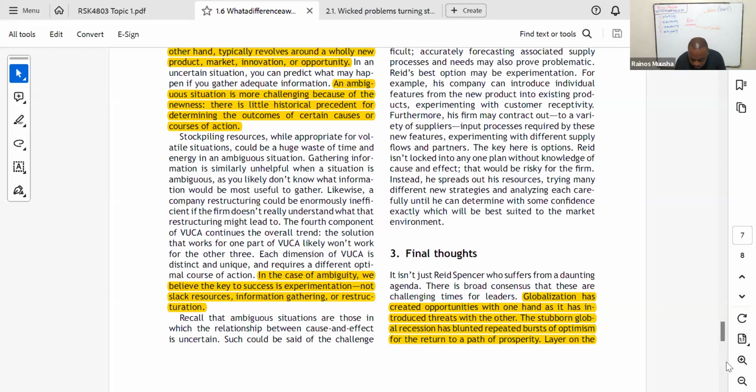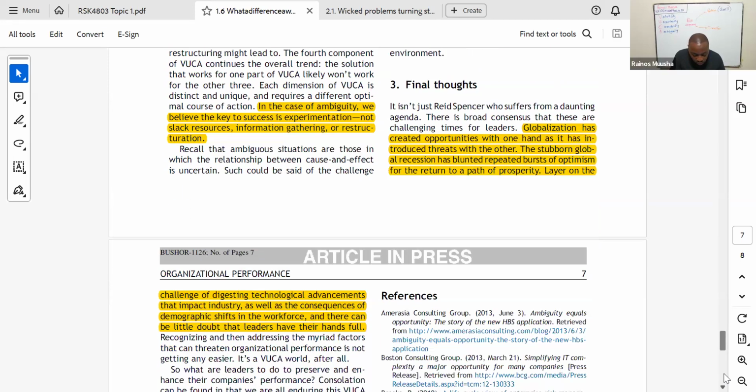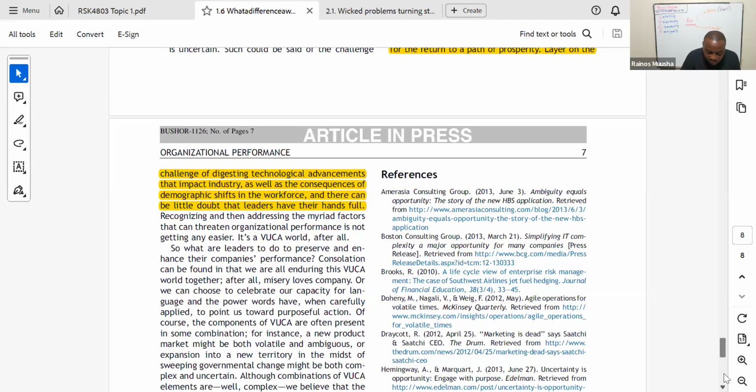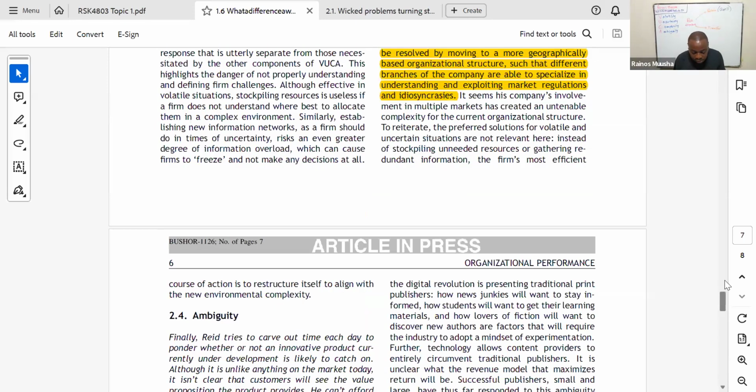So in section 3, they look at the final thoughts, and here they say: globalization has created opportunities with one hand as it has induced threats with the other. The stubborn global recession has planted repeated bursts of optimism for the return to a path of prosperity. So layer on the challenge of digesting technological advancements that impact industry, as well as the consequences of demographic shifts in the workforce, and there can be little doubt that leaders have their hands full. So that's basically the final thoughts coming from this particular article.